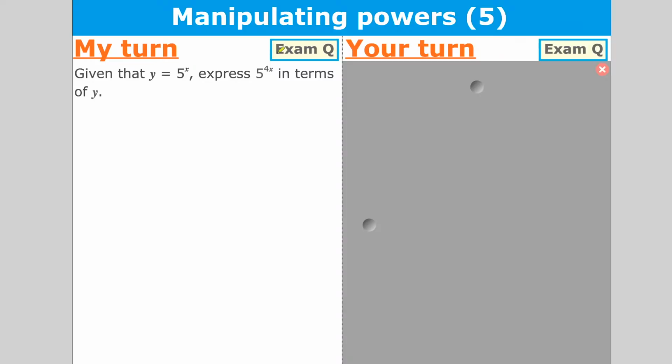We are told, and this came up in the AS exam, given that y is equal to 5 to the power of x, express 5 to the power of 4x in terms of y. So they want us to write 5 to the power of 4x with y's in it. Hopefully you know from what we did on Thursday, when we break this up, we can write that as 5 to the power of x, all to the power of 4. In the question, we're told that 5 to the power of x is just y. So this is just y to the 4, and you don't really write it with brackets, you just write y to the power of 4. So 5 to the power of 4x is y to the power of 4.